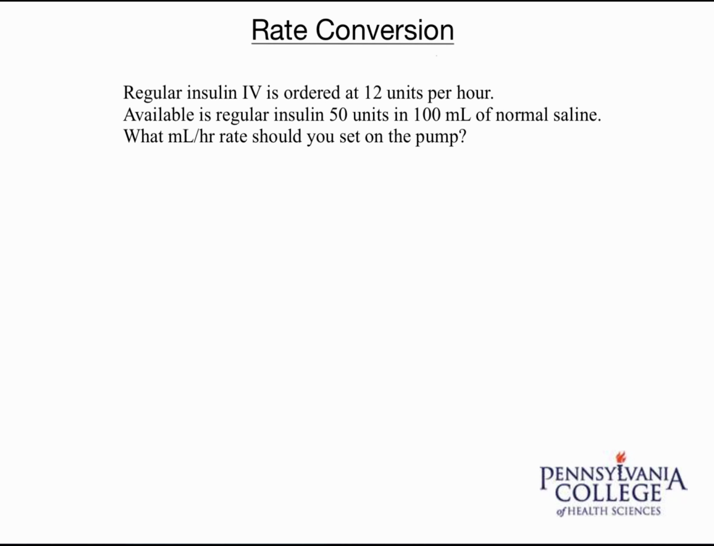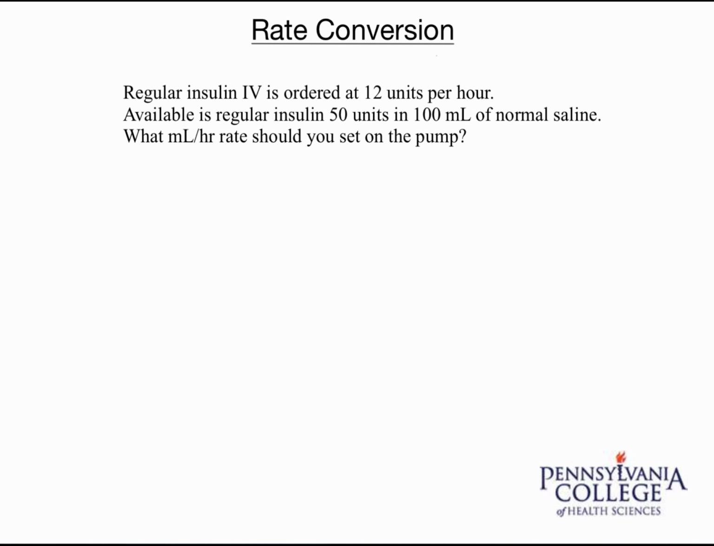In this problem, I'm going to use dimensional analysis to convert an insulin rate. I'm told that regular insulin is being infused and it needs to be infused at 12 units per hour. What's available to us is the regular insulin, and there are 50 units available in normal saline, and we have 100 milliliters of this normal saline. We need to determine the milliliters per hour rate that we need to set the pump.